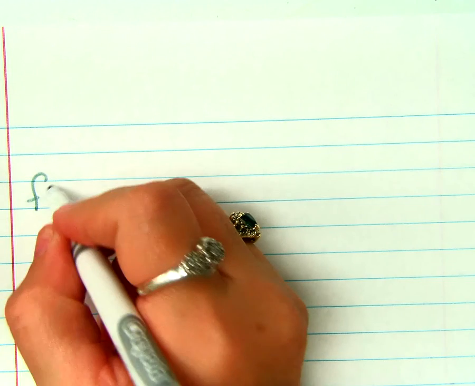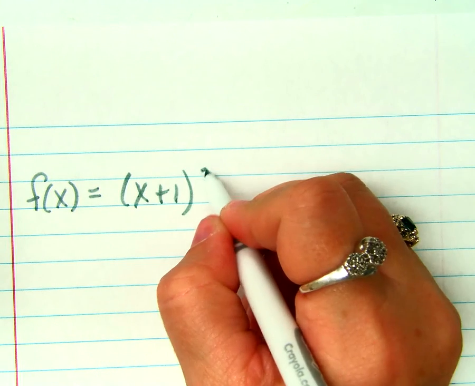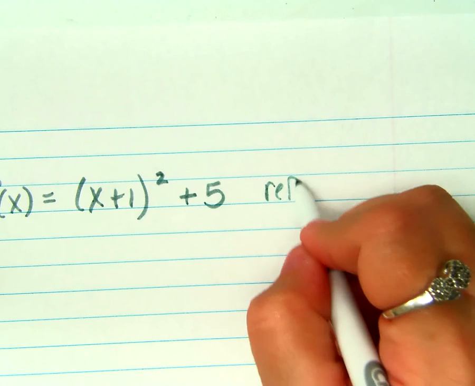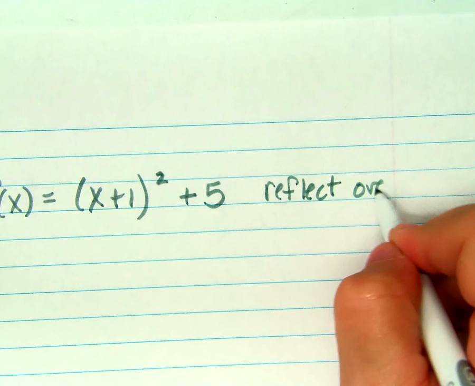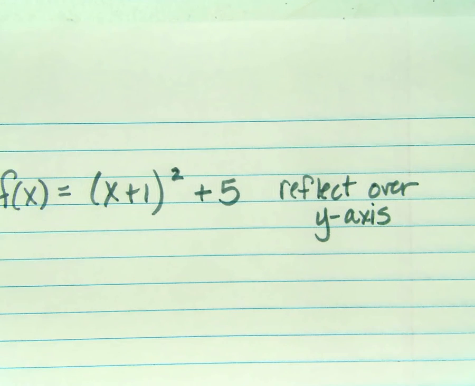I really want to do one more for you, but I don't know where my notepad is. So I'll just use a piece of paper. It's okay. So here's a piece of paper. F of x is x plus 1 squared plus 5. I want to reflect this one over the y-axis.